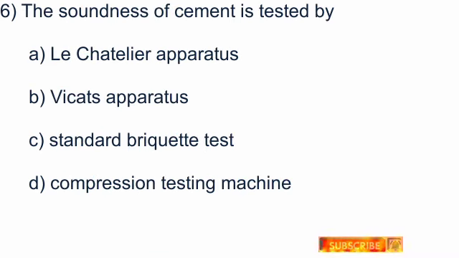Next question. The soundness of cement is tested by option A Le Chatelier apparatus, option B Vicat's apparatus, option C standard briquette test, and option D compression testing machine. And the answer is option A Le Chatelier apparatus. The soundness of a cement is tested by Le Chatelier apparatus.